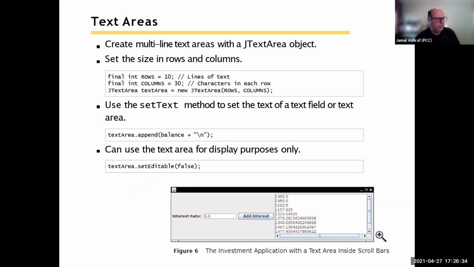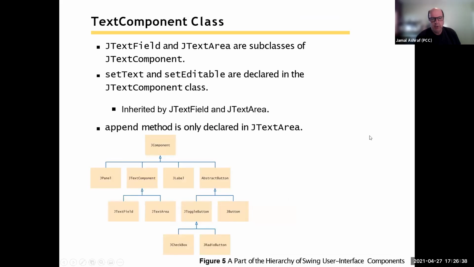Now, let's look at this as the hierarchy. Java is an object-oriented language, so everything is a child of a superclass from somewhere. So we have JComponent, and everything comes out of JComponent. And we want to focus on JTextComponent, which we draw the JTextField and JTextArea out of.